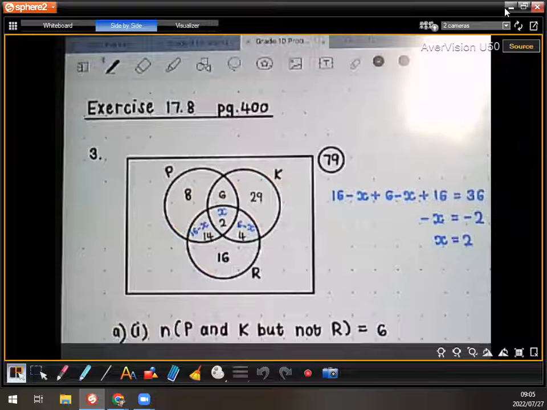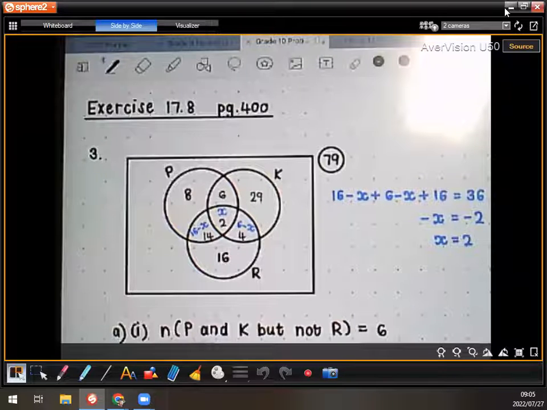Okay, so they say there are 79 grade 10 learners at a school. So you can see my 79 there on the outside. All of the learners like either pop, Quaker, or rap music, or a combination. Then they say the number who like Quaker is 41.